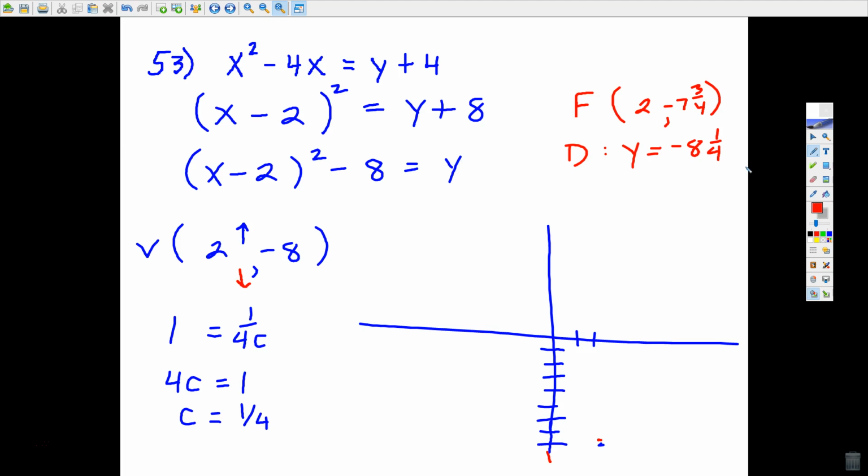And then I'm going to just leave it up to you. I think you know what to do now to sketch the graph. You're going to pick an input. You can pick anything you want. You have symmetry around x equals 2. And I'll let you take it from there and finish the graph.